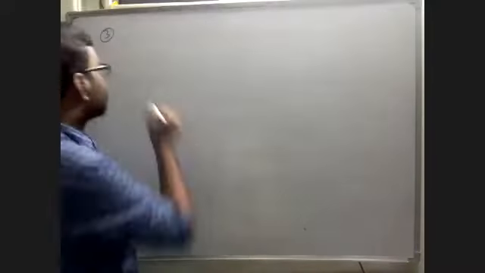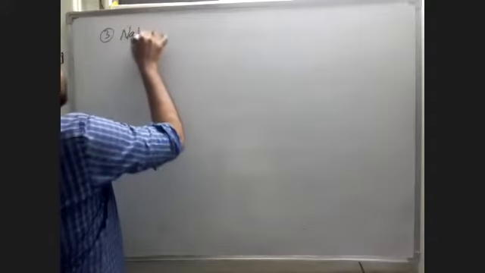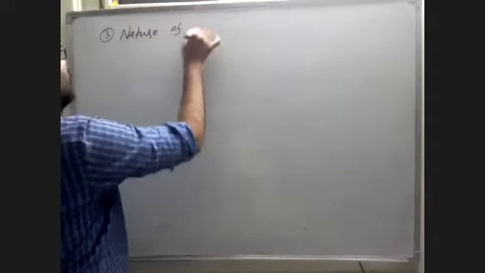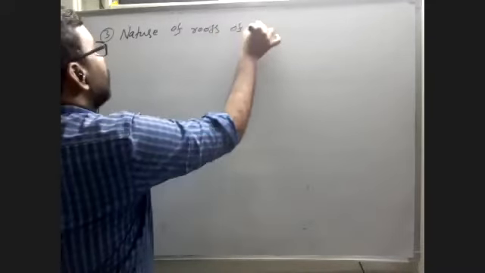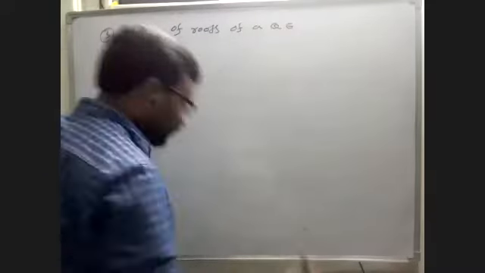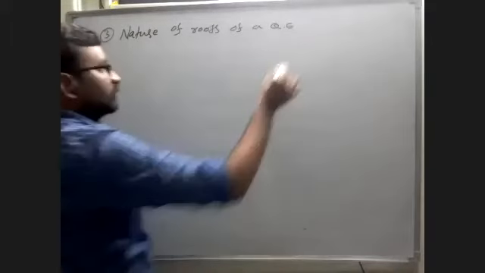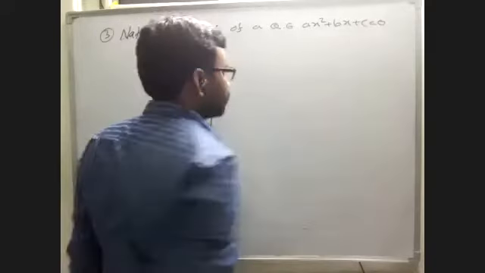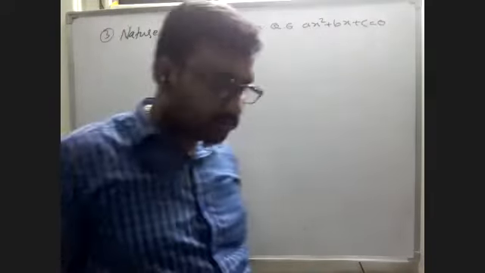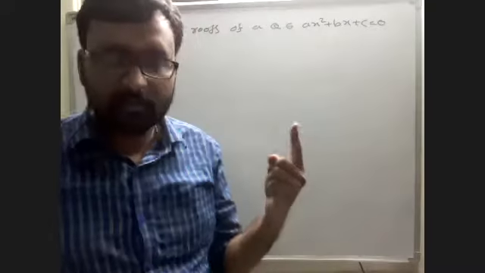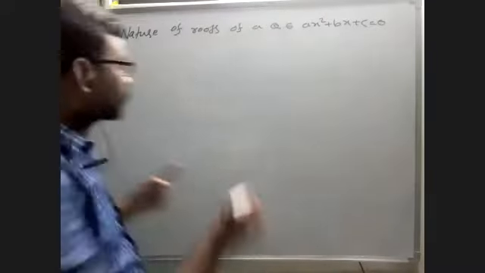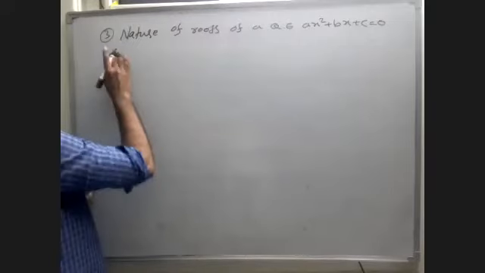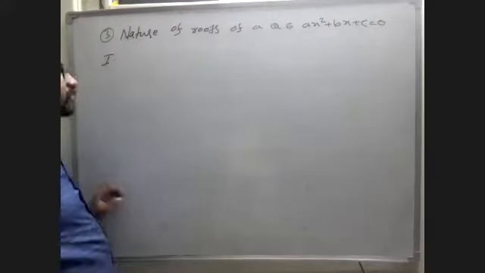Third type and the third topic in this quadratic equation, that is nature of roots. Nature of roots of a quadratic equation ax square plus bx plus c equal to 0. Here we have cases. The first case, listen, this is very important, Jibin. Yes, sir.